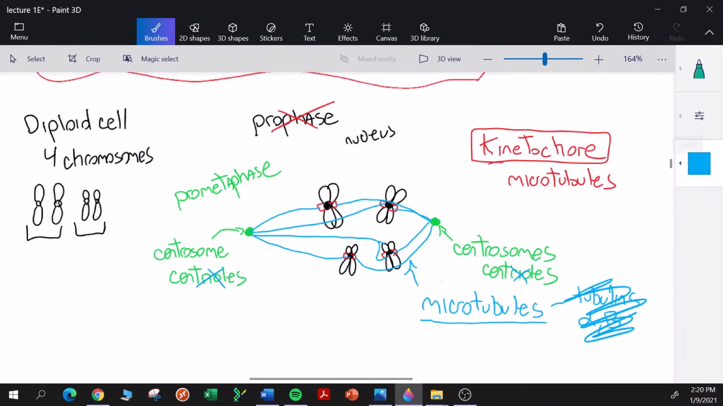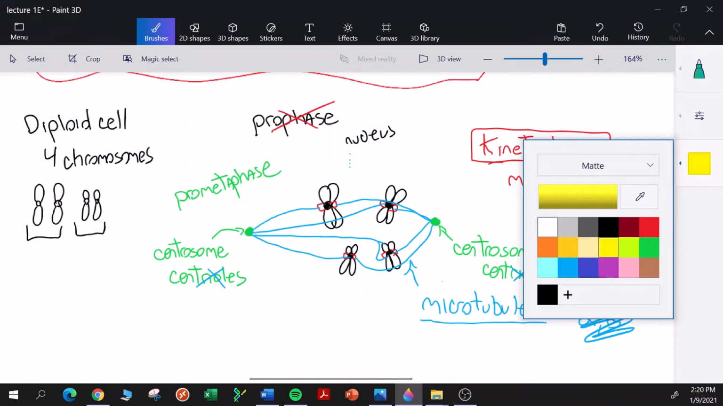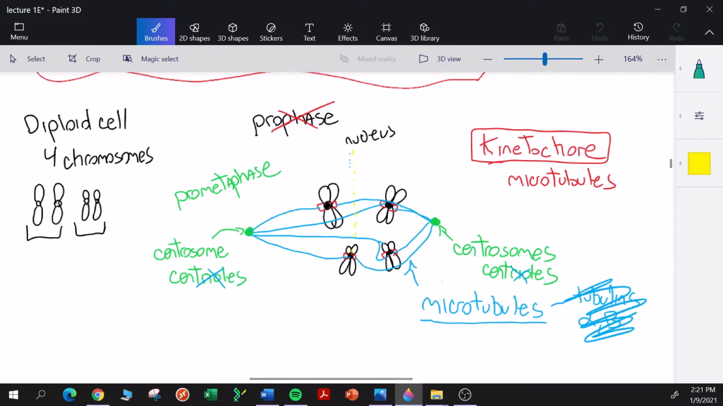Now, once those connect, what else is happening? Well, the chromosomes are going to be pushed and pulled to the metaphase plate. And the metaphase plate is going to be this imaginary line that goes down wherever the nucleus was, where the nuclear membrane was. If we can draw a line down the center of that nucleus, well, that's the metaphase plate. And that's where the chromosomes are going to end up in a line during metaphase. And they're going to be pushed or pulled there by the microtubules.